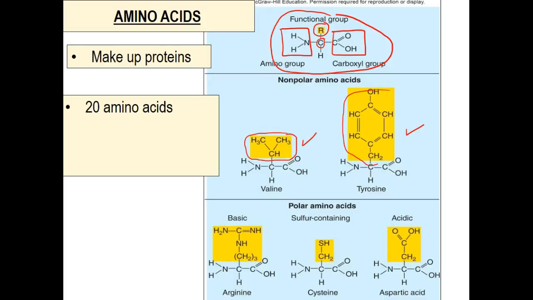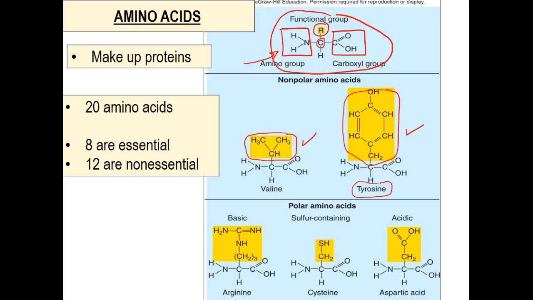A whole class of neurotransmitters resembles the amino acid tyrosine. And there are actually many neurotransmitters that are derived from amino acids, and they are called monoamines because they have one amine group. In the diet, 8 amino acids are essential that you must take in every day, and 12 are non-essential.